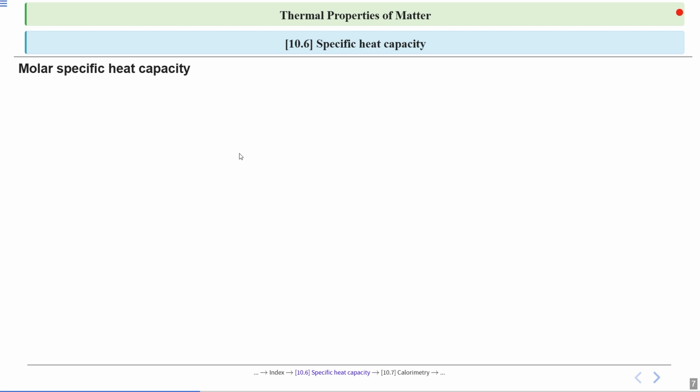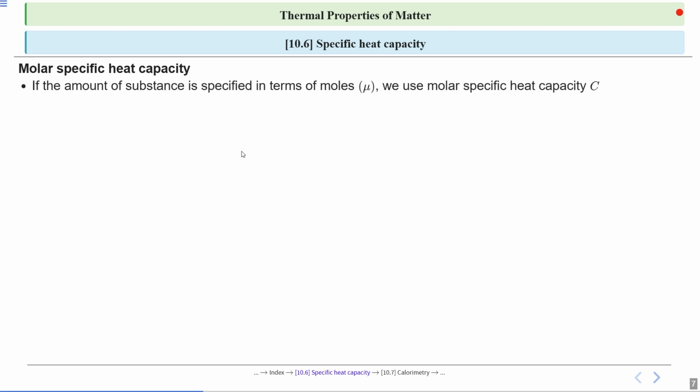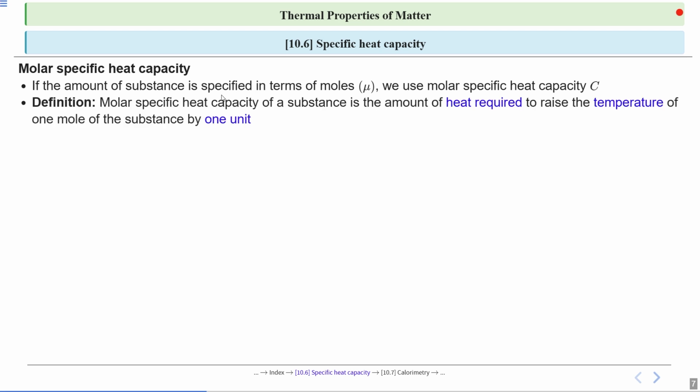Second is molar heat capacity. If the amount of substance is specified in terms of moles, or in terms of particles, in that case we use molar specific heat capacity C. So molar heat capacity of a substance is the amount of heat required to raise the temperature of 1 mole of a substance by 1 unit, because here we specified the amount in moles.